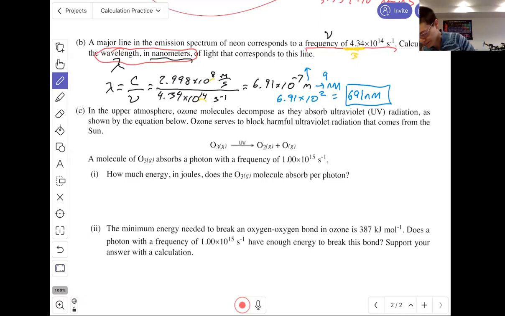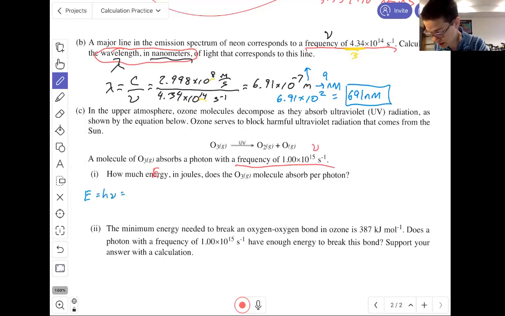So this last one says in the upper atmosphere, ozone decomposes, blah, blah, blah. So here's our little equation. A molecule of O3 absorbs a photon with a frequency of this. So I've got a frequency. It says how much energy in joules does it absorb per photon? Okay, so I've got energy and frequency. What's my formula? E equals h nu.